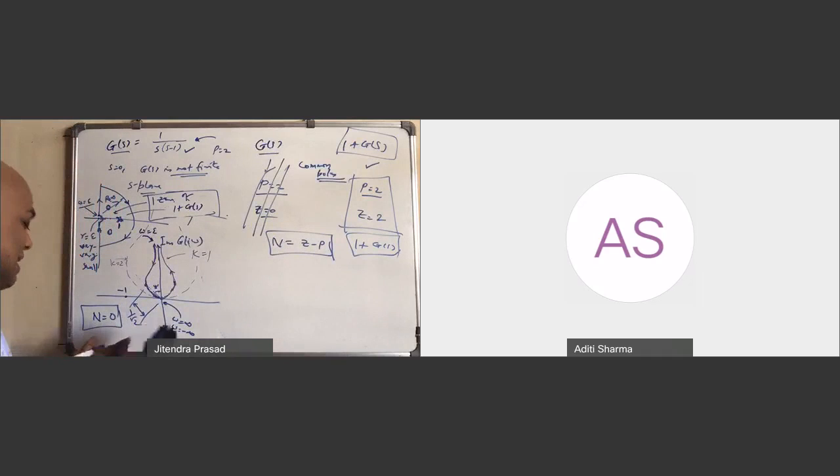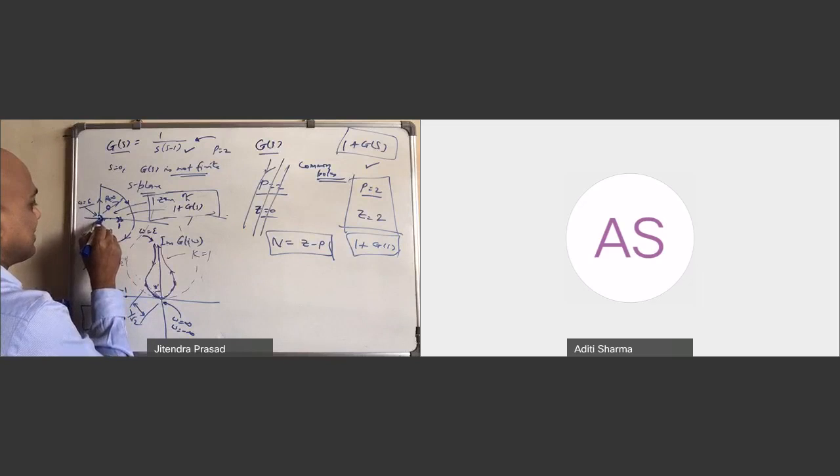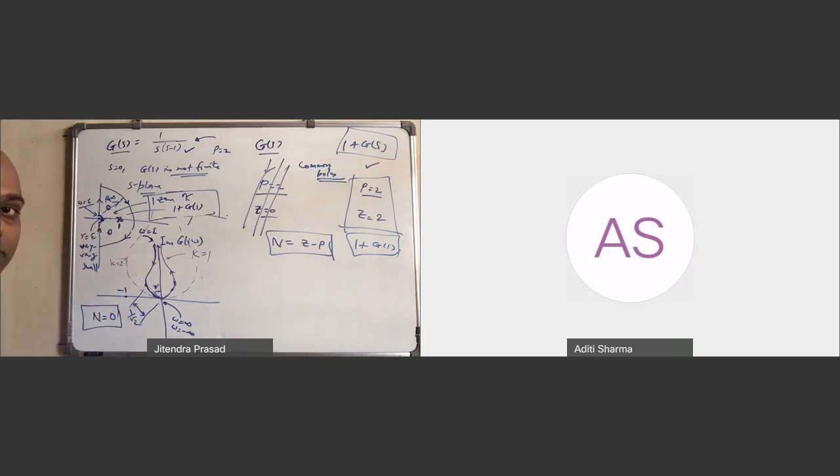Okay, from stability criteria. This is because we did not count this one. That's why. We did not count this because we bypassed this one. That's why it gave you that. You bypassed it, that's why you are getting it.